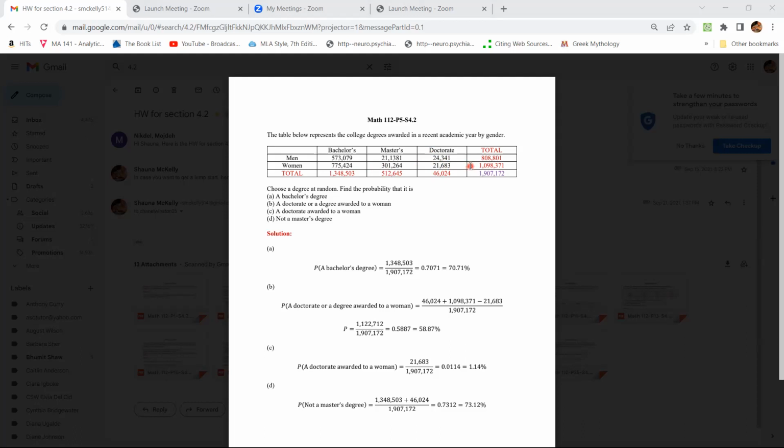Okay, I only want to count these people once. So I add up both of those totals and then I subtract this overlapping category. Anytime you have an overlapping category, we want to count them one time and one time only.